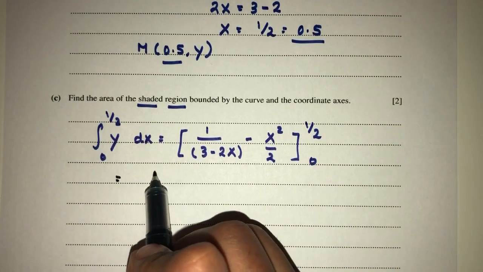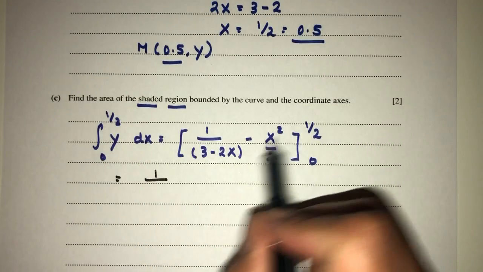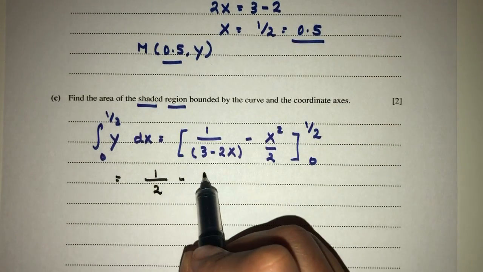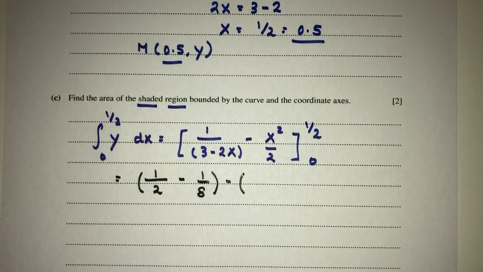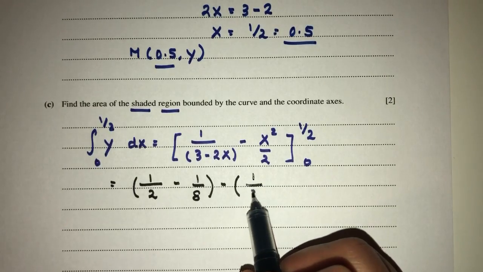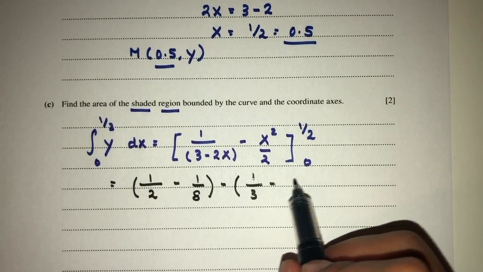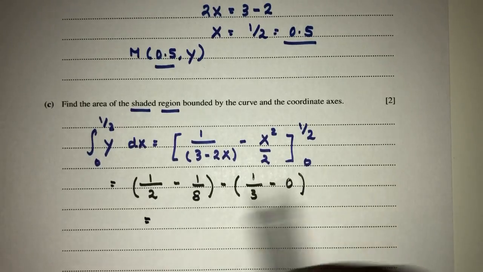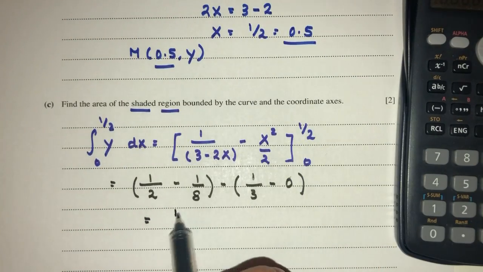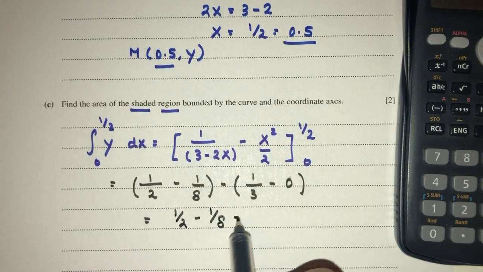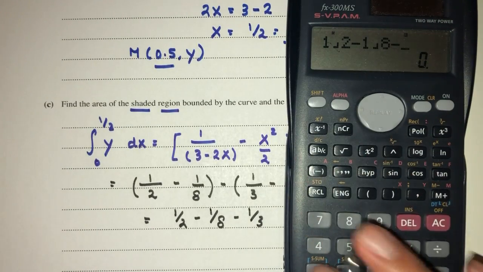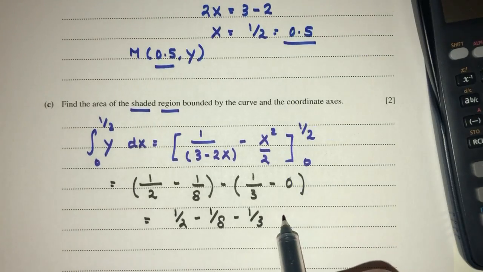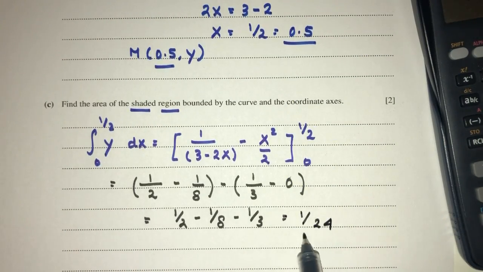So we have half here, 1 over (3 minus 1), so that will be half, minus 1 over 8, right? And then what else do we have? We have 0, that will be 1 over 3 minus 0. So we have half minus 1 over 8 minus 1 over 3. That should be 1 over 24 as my answer.